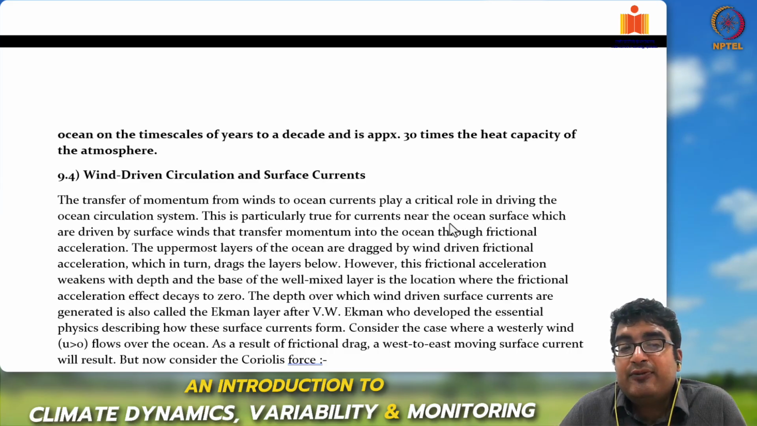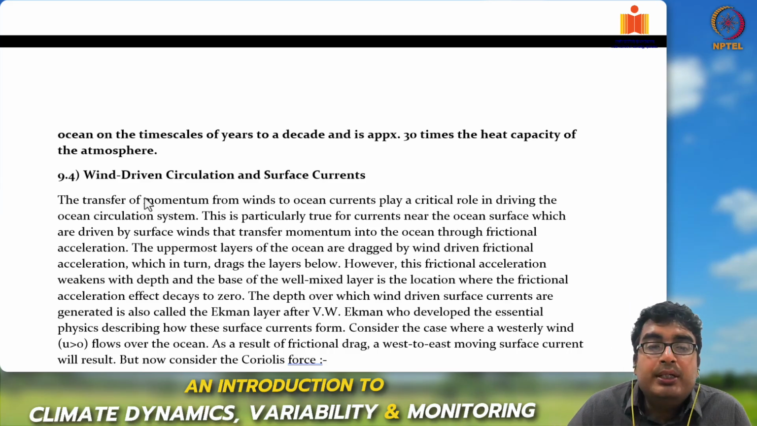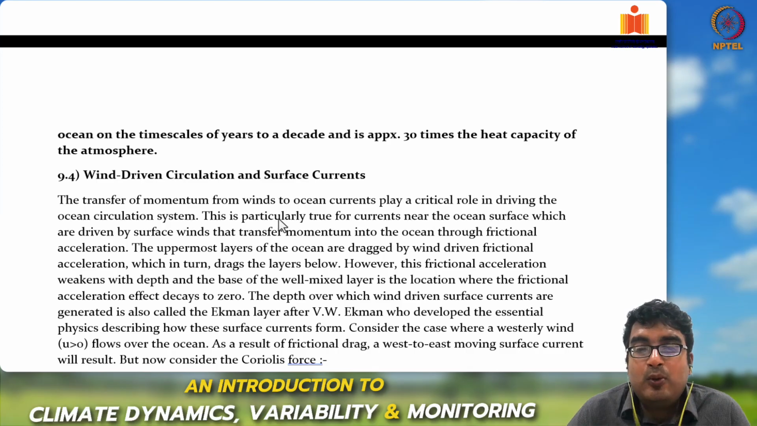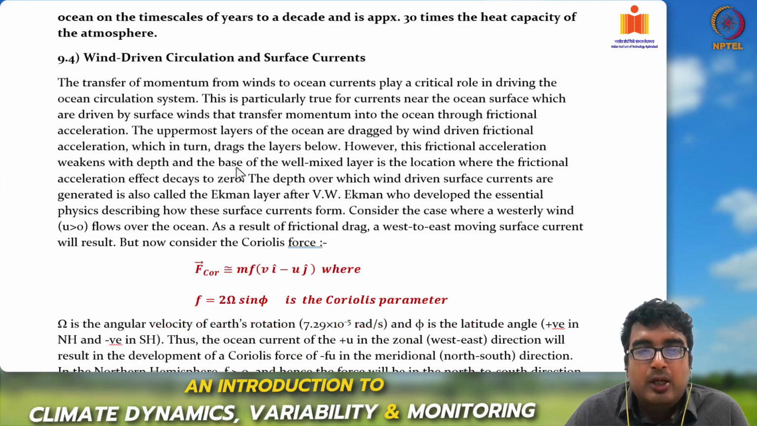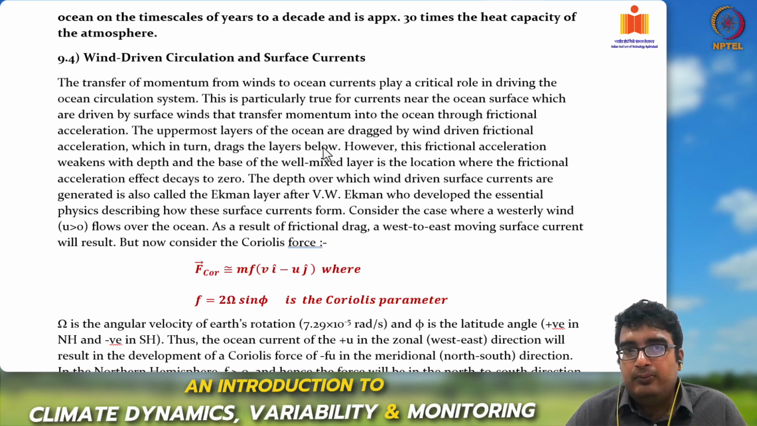How do the ocean currents form? They form due to the transfer of momentum from the winds to the ocean through frictional drag forces. So the uppermost layer of the ocean is dragged by wind-driven frictional acceleration, which in turn drags the layers below.